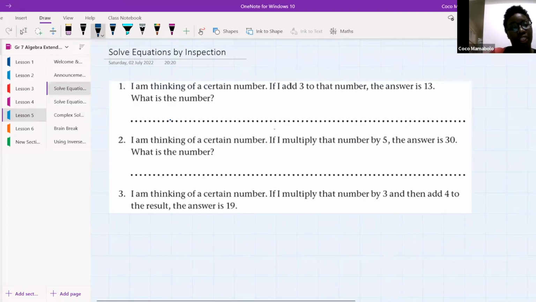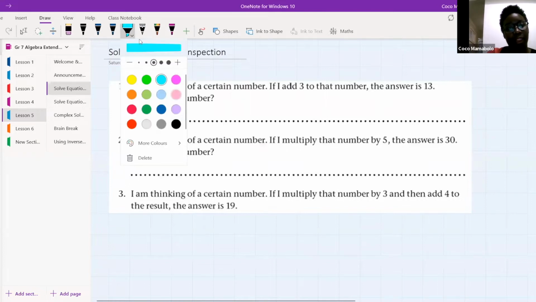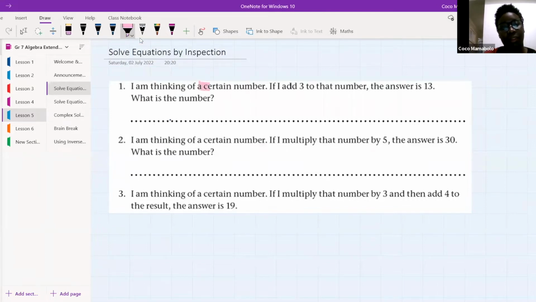I'm thinking of a certain number. If I add 3 to that number, I'm going to get 13. Okay, what is that number? 10. Good, that number is 10. Very well done. But what we're actually going to do is look at x being equal to 10. But we need to write it like a mathematical equation. We can't just leave it like that.